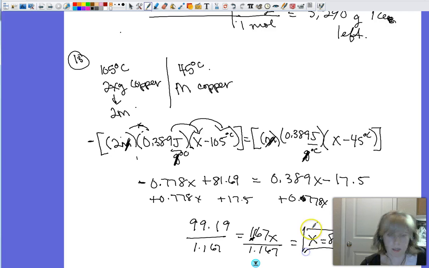I know it's skipping some parts, but it's just algebra. So if you get this set up and understand that you can just cancel out these grams, then you are good to go. So I think I'll leave it here for now. Hopefully this was helpful, and I will see you later.